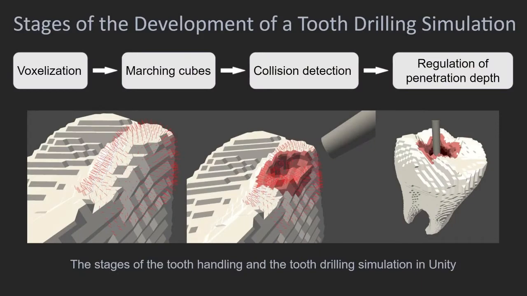The main stages of the development of tooth drilling simulation are considered. They include voxelization, marching cubes algorithm, collision detection, and detection of penetration depth of the dental drill. Before starting to work with marching cubes algorithm, the original 3D model must be voxelized and converted to a scalar density grid. In addition to the density grid, a material map is also needed. The material map can also store meta-information about mesh editing under the influence of the drill for further analysis of the simulation results.